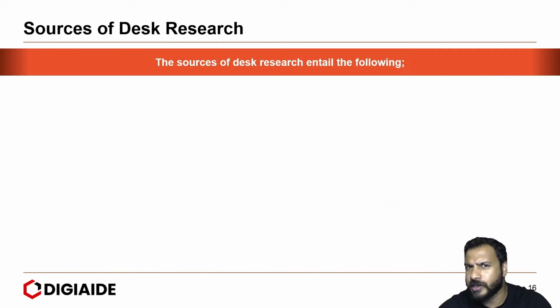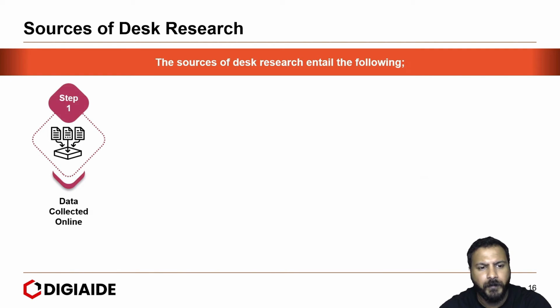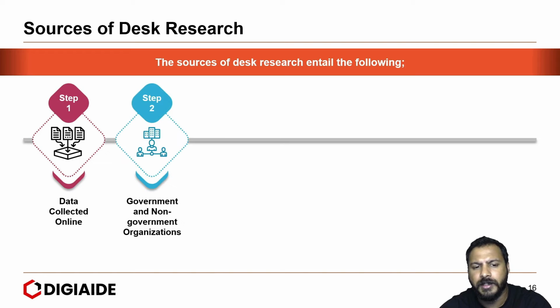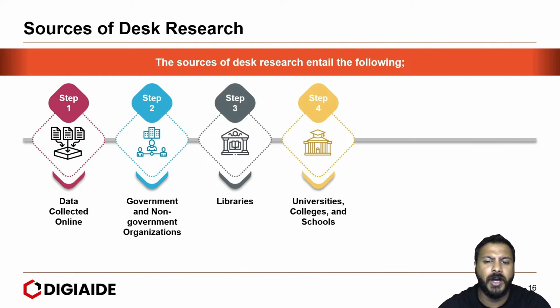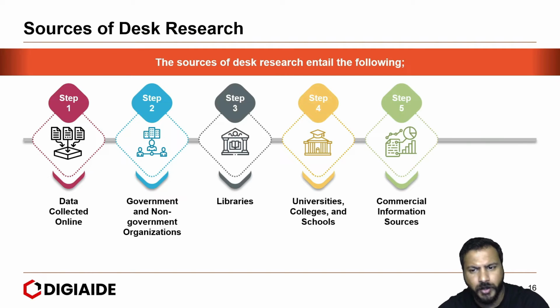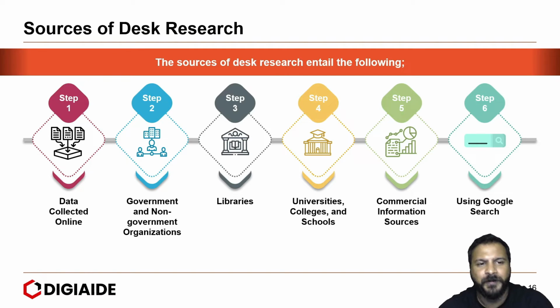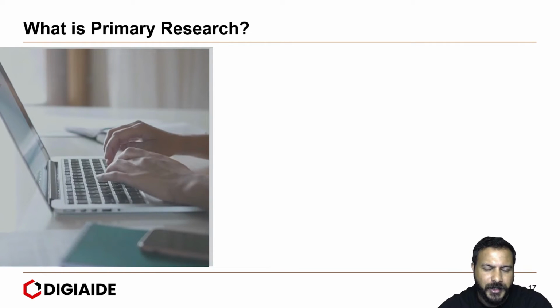Now let's look at the sources of desk research. They entail the following: data collected online, government and non-government organization data, libraries, university, colleges and schools, commercial information sources, and using Google search. Moving on to what is primary research.